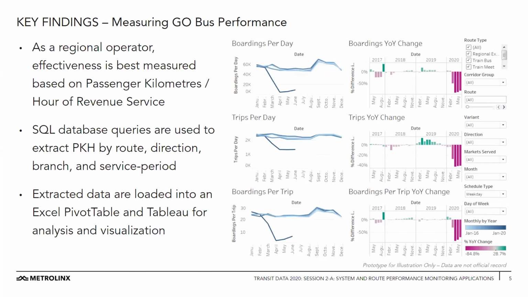In addition to that, we also track basic information like boardings, operated trips, and the boardings per trip. This is a live dashboard in Tableau, which allows you to see that historic trend for all the GO bus network, and then filter it according to our needs. Giving these tools to our internal staff to make decisions is really a powerful decision-making tool.